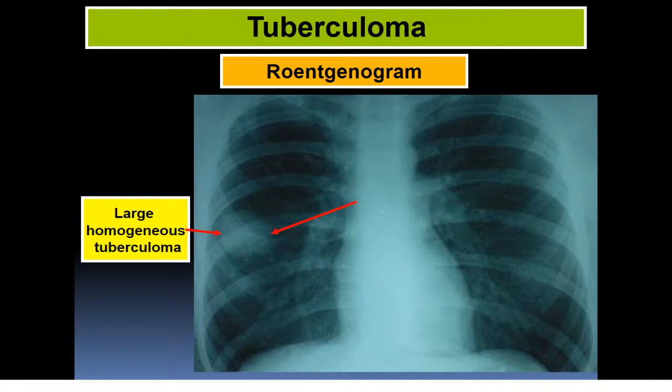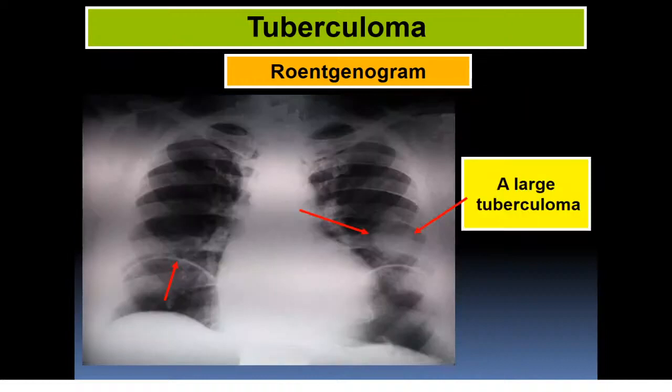And on this X-ray, we can see a large homogeneous tuberculoma, round formation in the right lung. Around this formation, we can see focal shadows in the lower part of this tuberculoma. And this is confirmation of TB etiology. On this rentgenogram, we can see a round formation also with lightening inside. This is a large tuberculoma.